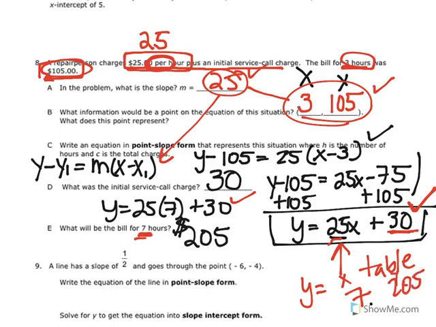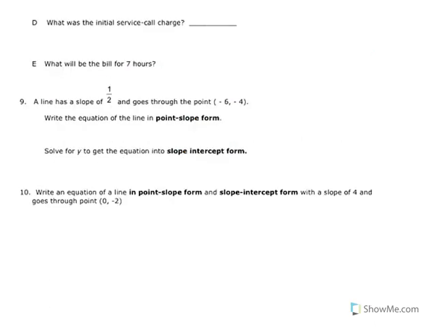Okay, let's do number 9 and 10. We're almost through. Okay, it says a line has a slope of 1/2 and goes through the point (-6, -4). Write the equation in point-slope form. Okay, so I know I've written this a million times already, but let's keep doing it. We want to get it in your head. y minus y1 is equal to the slope times x minus x1.